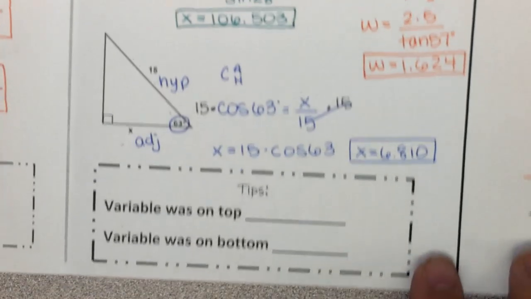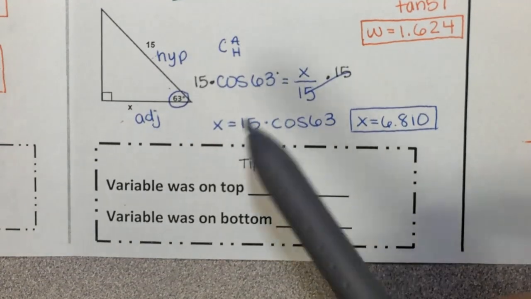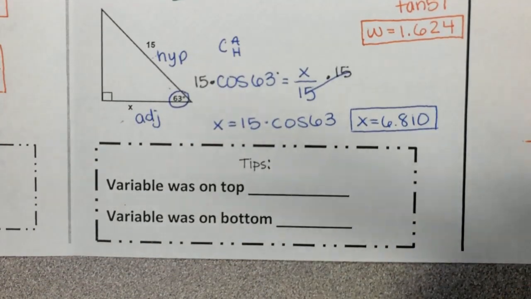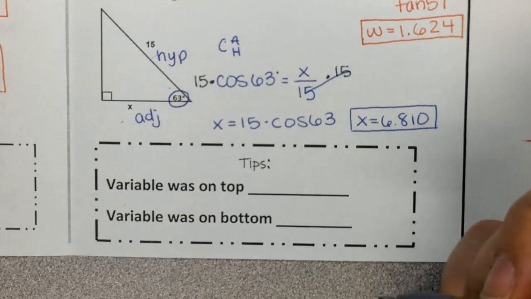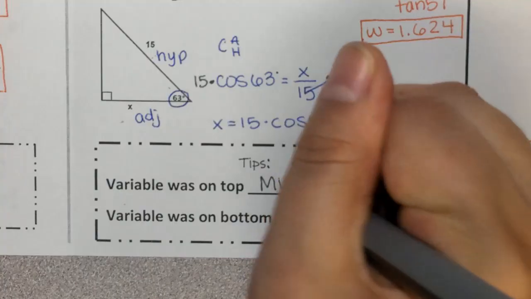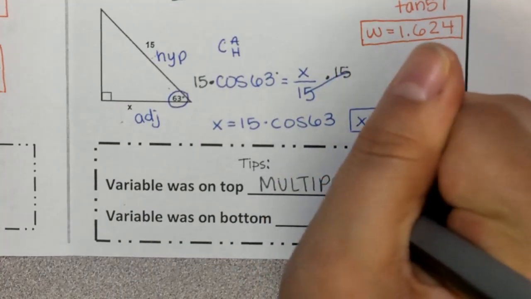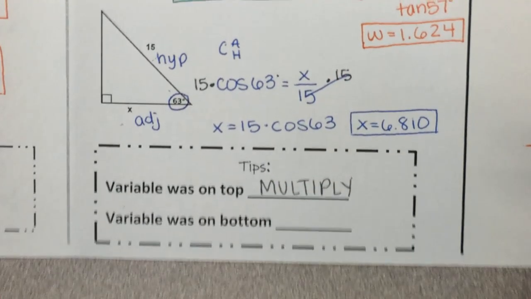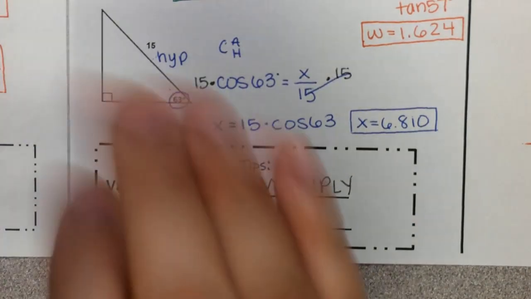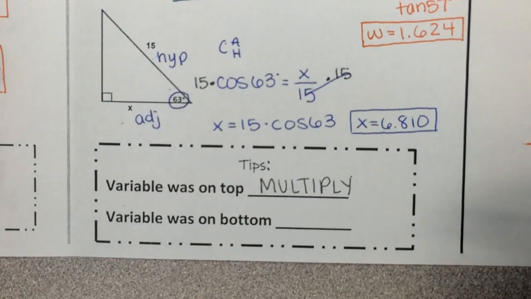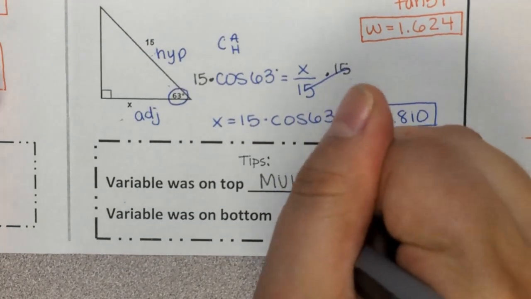You already like this better? And could you do this if it was 60 degrees? Yeah, why not? All right, if the variable's on top, what do we do? Multiply. Again, a big reason why I like trig and SOHCAHTOA is because it works every time. It's not going to be like, oh wait, but this case, no, it works every time. What about if the variable is on bottom? Switch and divide.